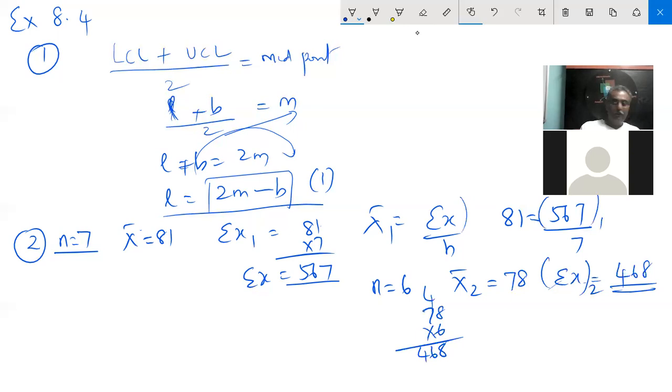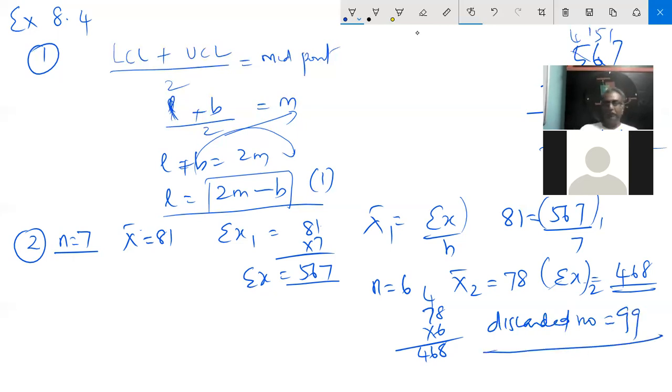The value of the discarded number is the difference between these two, 567 minus 468. This will become 5, become 4, borrow 1 here. 15 minus 6 is 9. 17 minus 8 is also 9. Okay, 99. So the value of the discarded number is 99. This is choice number 3. Okay. So let me put both of these in your WhatsApp.